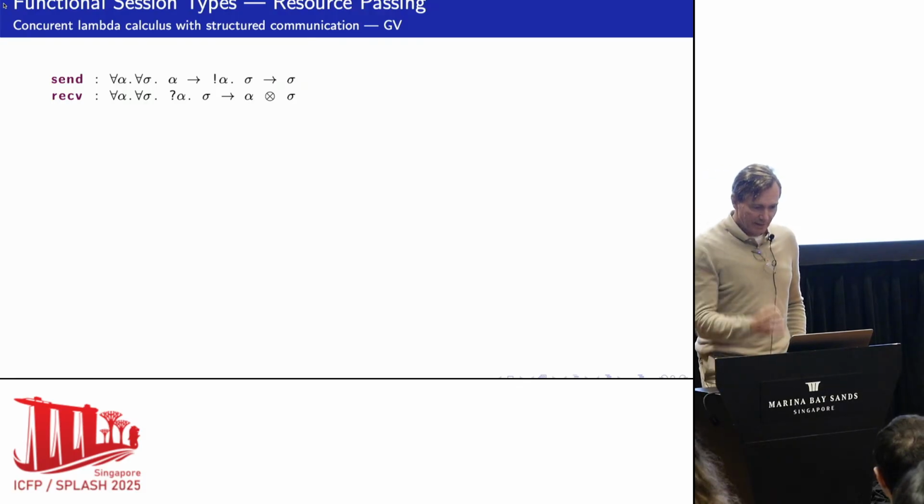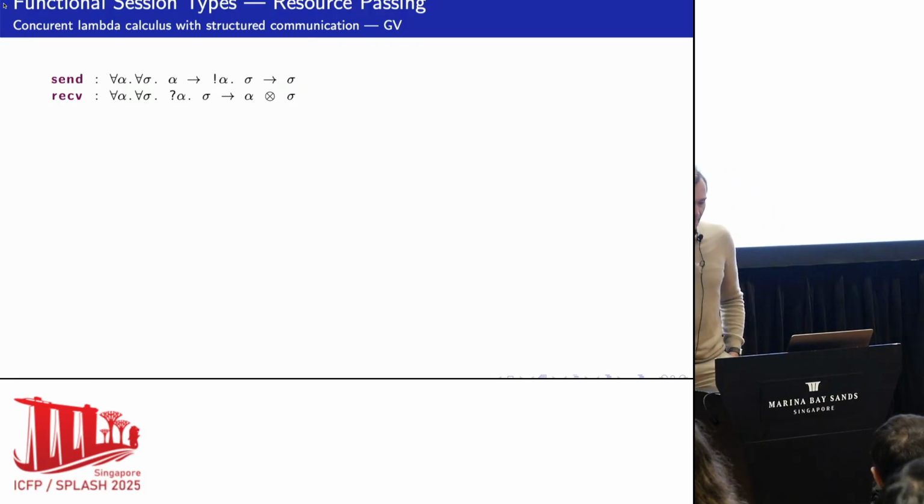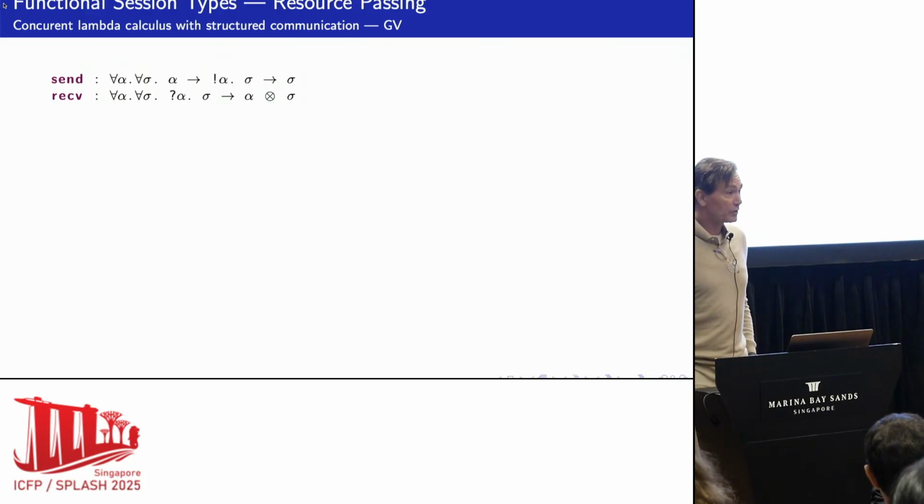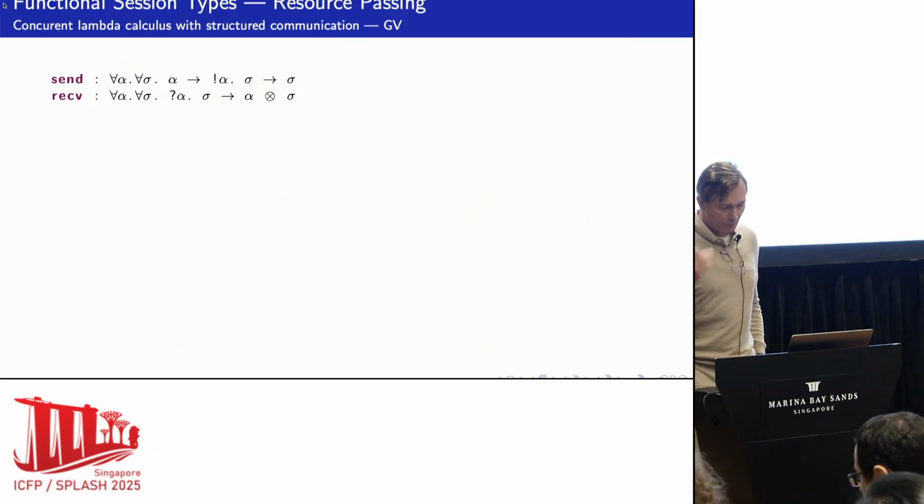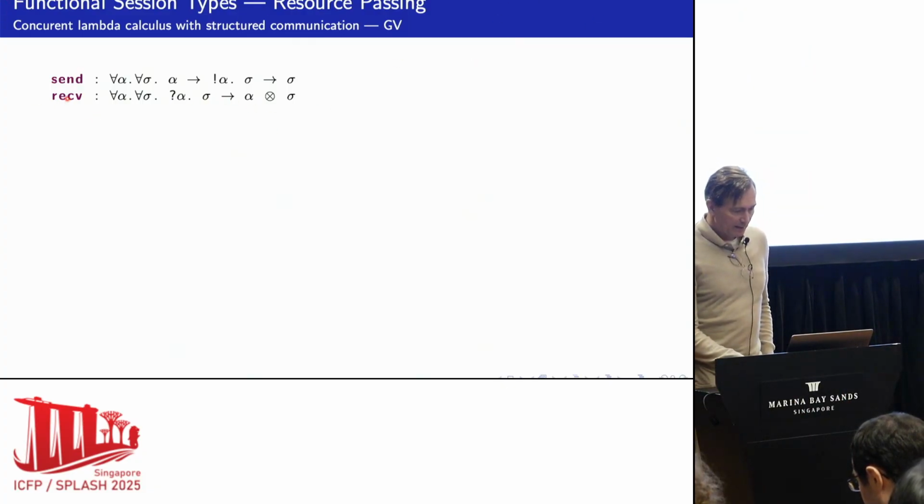Anyway, if you've ever been writing programs with session types in a functional language, you will know that this is like a concurrent lambda calculus. You have communication primitives, and they're usually typed like here. So you have, let's say, the send primitive. It takes some data to send.